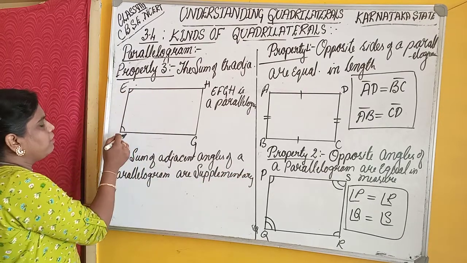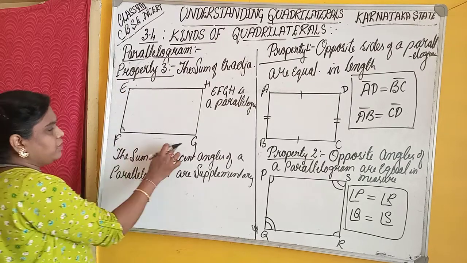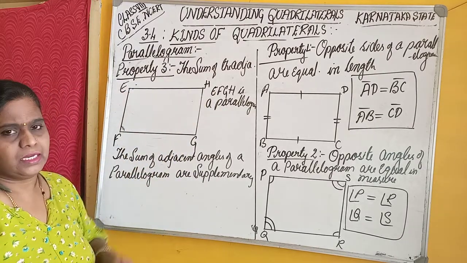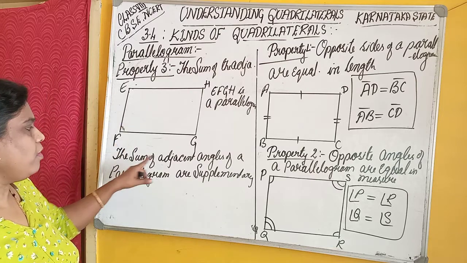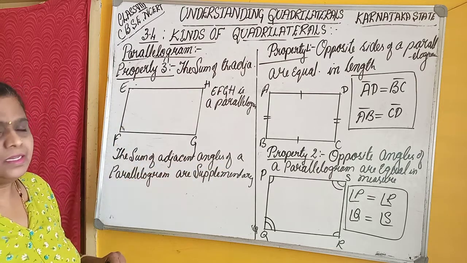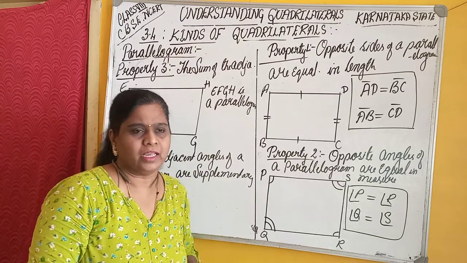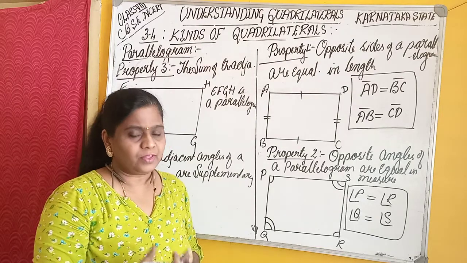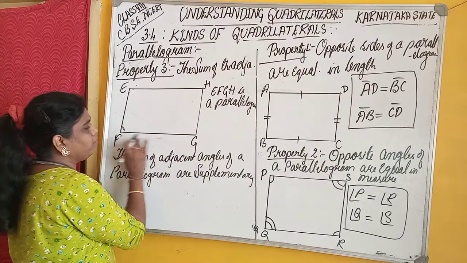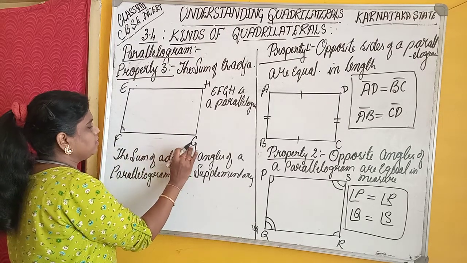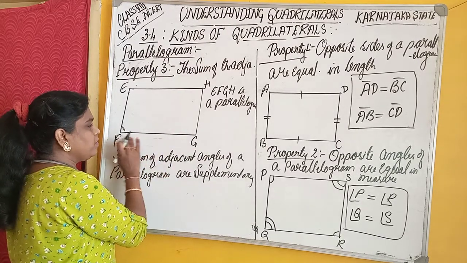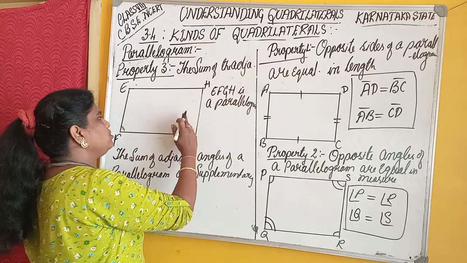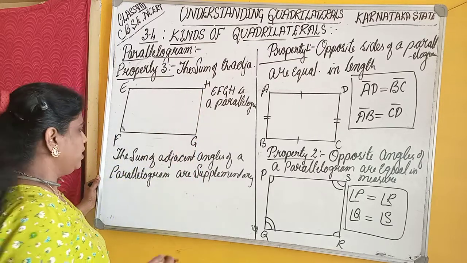The angles E and F, the angles F and G, the angles G and H, and the angles H and E are all adjacent angles. The sum of adjacent angles of a parallelogram is supplementary. What do you mean by supplementary? If you add any two adjacent angles, their sum must be 180 degrees. For example, if you consider F and G, if you add these two angles, the sum will be 180 degrees. If you add G and H, their sum will also be 180 degrees.